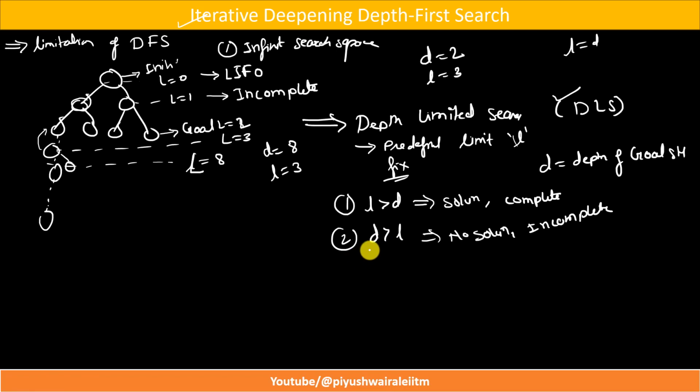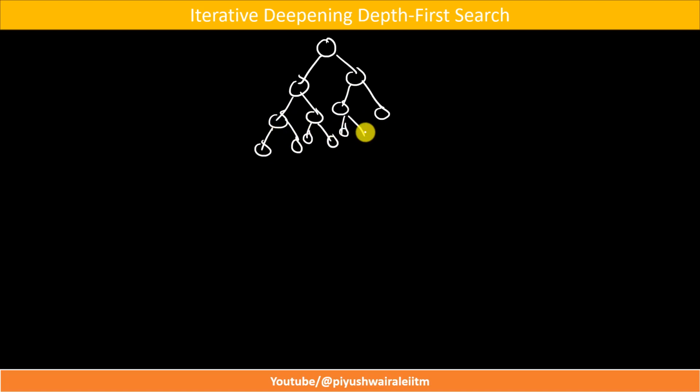Now, in order to overcome this limitation, we have iterative deepening depth first search, that is IDDFS. Now, what is that? Let us discuss. I will take the same example. We have a binary tree, and suppose we have an infinite search space, along this particular path. Suppose this is my initial state, and this is my goal state, for example.